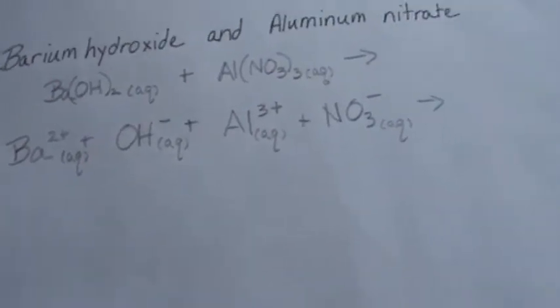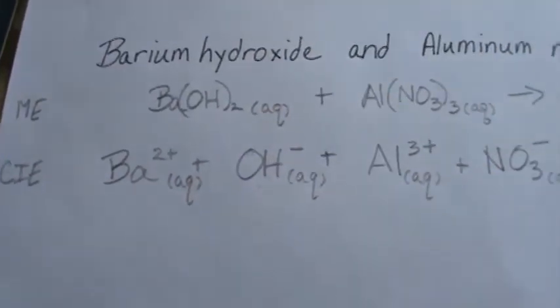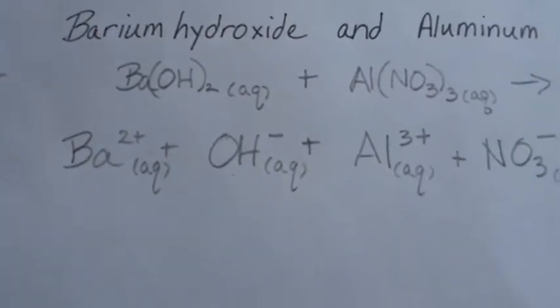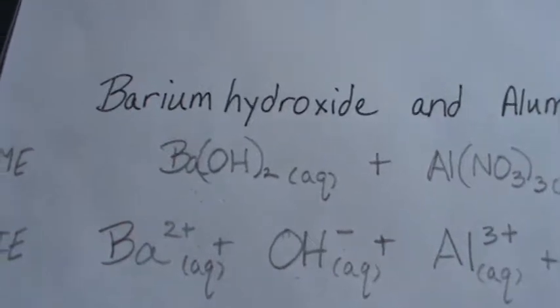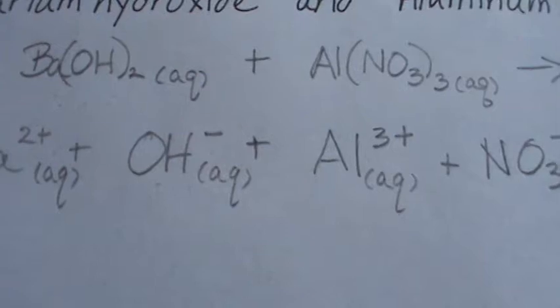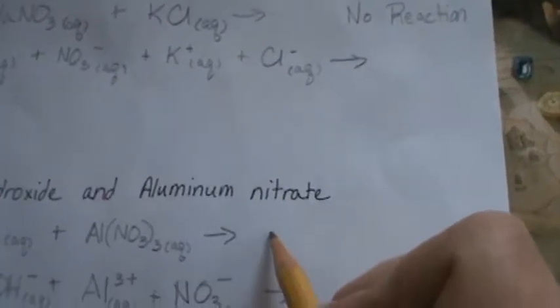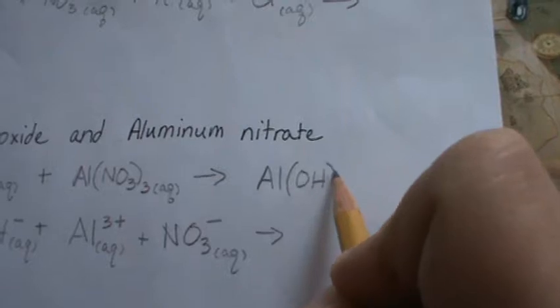So we know that barium hydroxide is slightly soluble, which means a small amount of it will stay in solution. A large amount of it would precipitate out, but a small amount would go in solution, and that's why we have a small amount of aqueous barium hydroxide here. However, aluminum hydroxide is completely insoluble, which means that our aluminum hydroxide will be our precipitate.